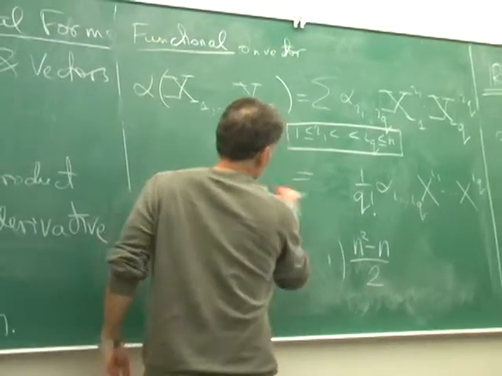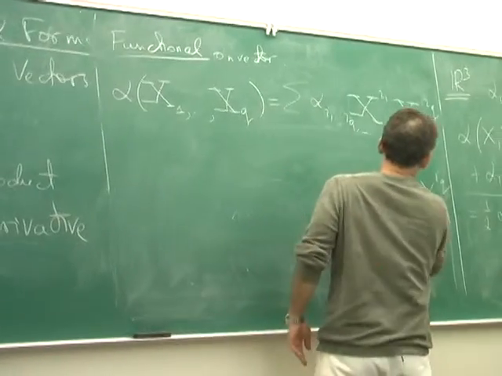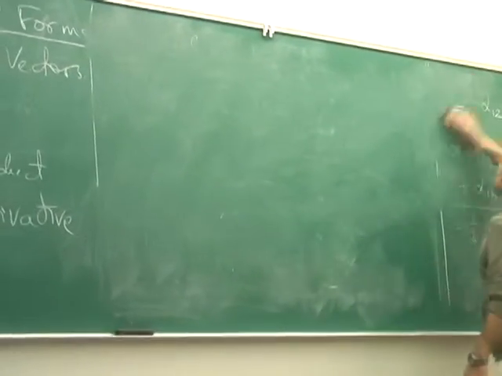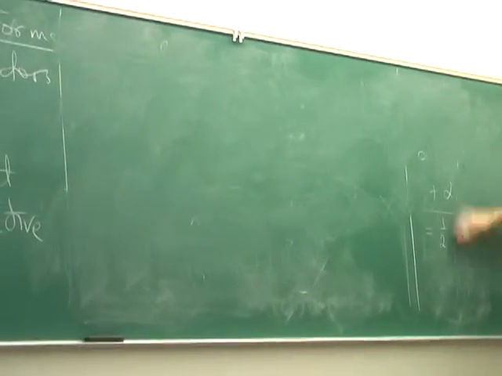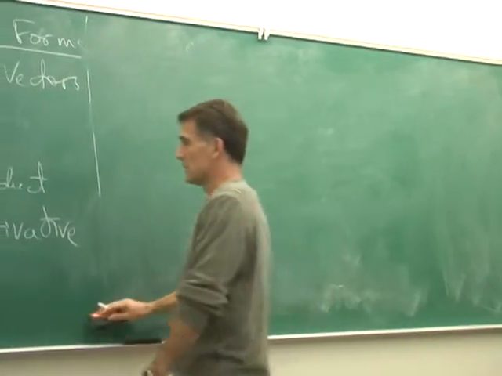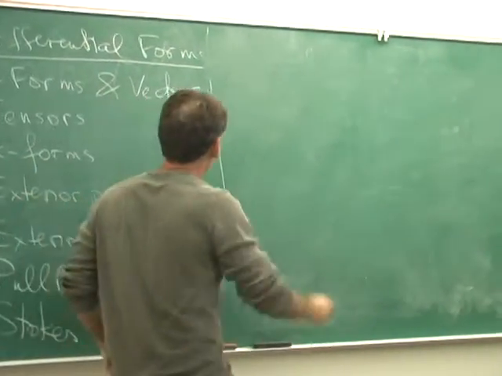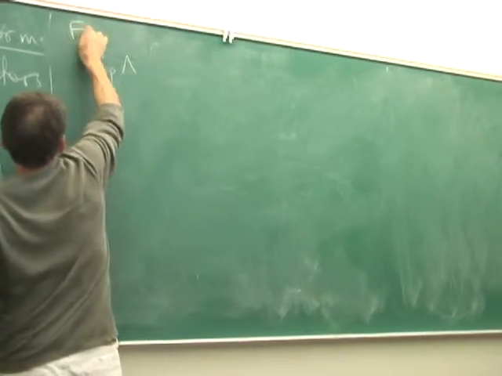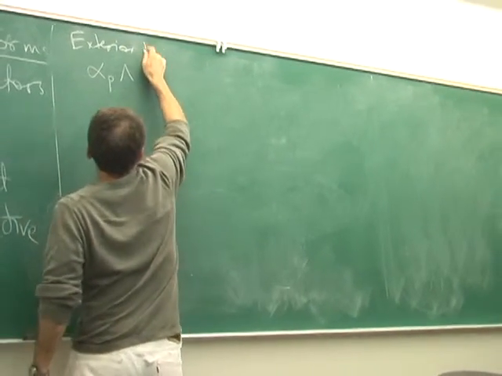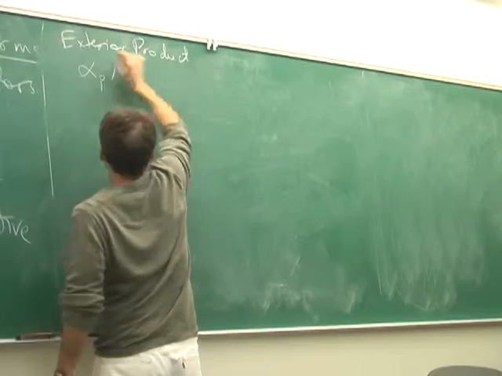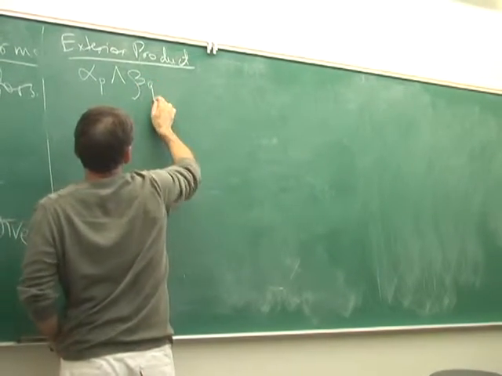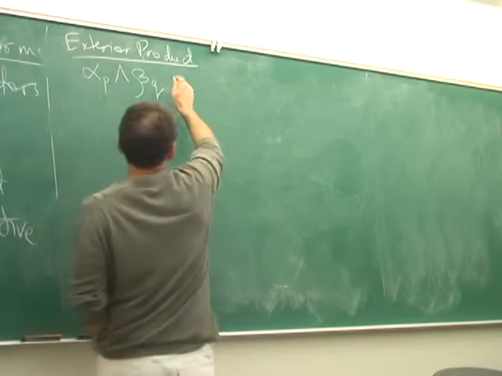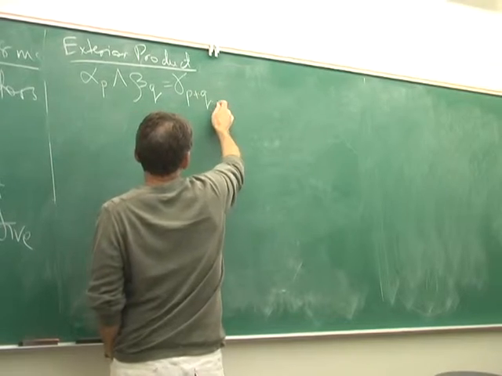Now, how do we define the exterior product? So what is an exterior product? Well, you have, let's say, a P-form, and you have another, which is a Q-form, and you take the exterior product, so that will give you a P plus Q form.